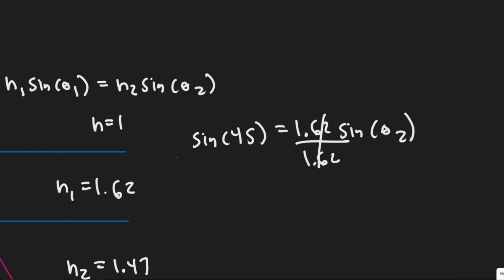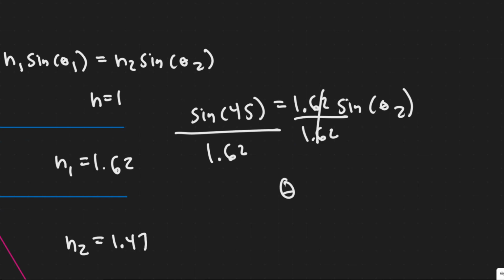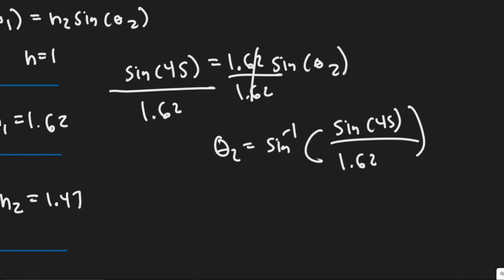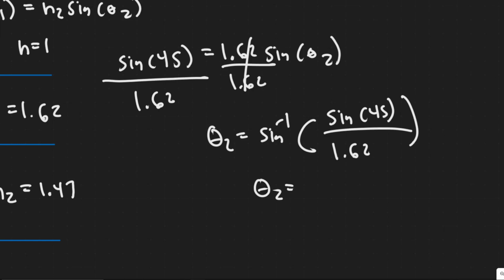So you would divide both sides by 1.62. And then you're just going to take the arc sine of both sides to get rid of this sine. So your theta 2 value is the arc sine of this right here. So we have the sine of 45 divided by 1.62. Let's go ahead and see what this is. Sine of 45 divided by 1.62, and then I'm going to take the arc sine of that value. So 25.879, about 25.88. Keep in mind this is degrees.